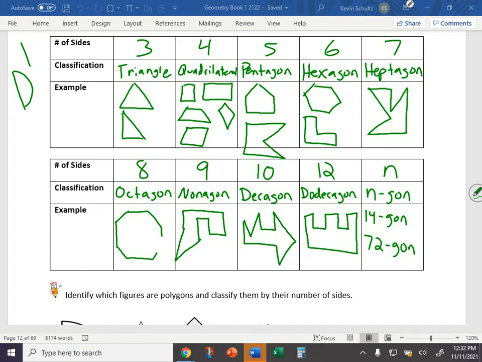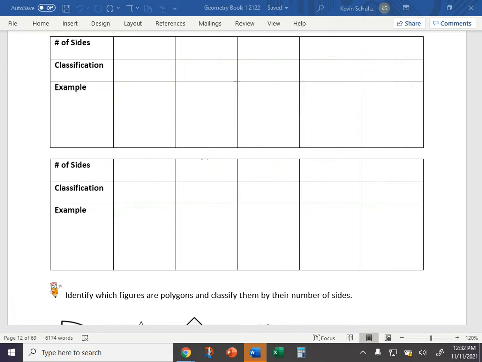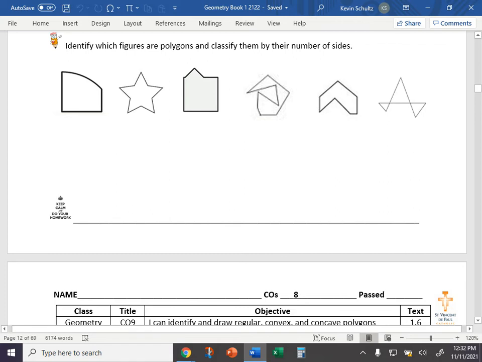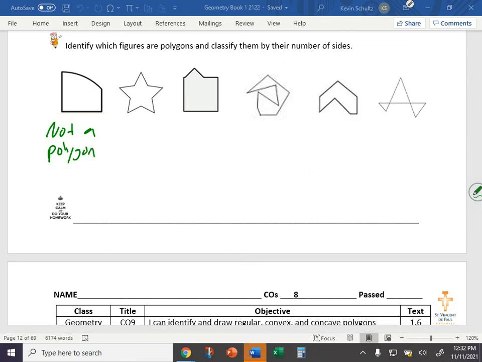The first one here. We'll deal with that in a second. Any questions on the chart? Oh, that must have got erased when I erased something else. It was finished earlier. Looking at these examples, identify which figures are polygons and classify them by their number of sides. Is this first one a polygon? Why not? It's got a curved side. Not a polygon.